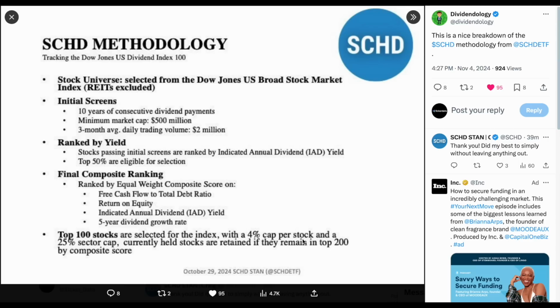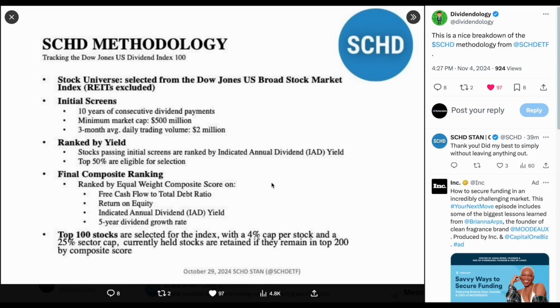And so after this entire process, the top 100 stocks are selected for the index with a 4% cap per stock. So no stock should be more than 4% in SCHD, as well as a 25% sector cap. So the sector shouldn't be over 25%. And then also keep in mind, stocks that are currently in the fund are retained if they remain in the top 200 by composite score.